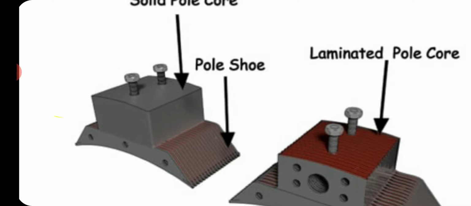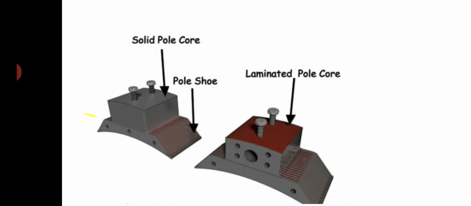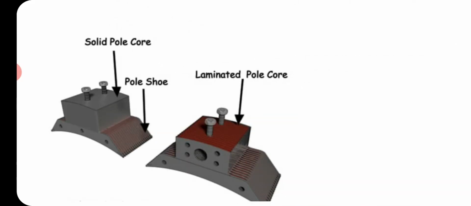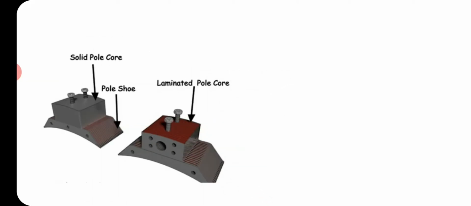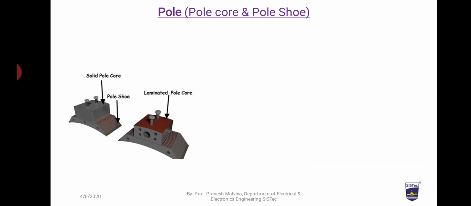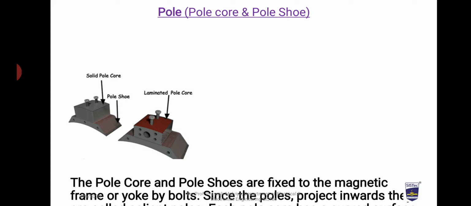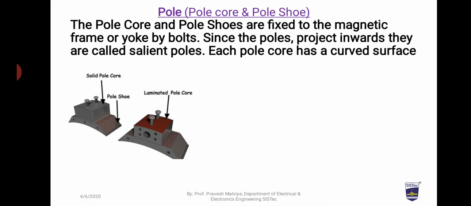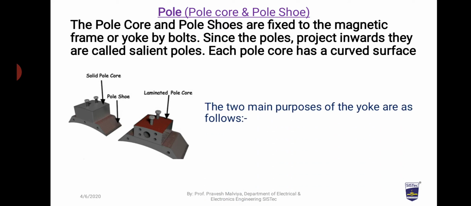So the pole core basically provides strength and housing to the field winding, and the pole shoe, the curved portion, spreads the magnetic flux over the outer periphery of the armature winding. So the pole has two parts itself, pole core and pole shoe. The entire unit is known as the pole.